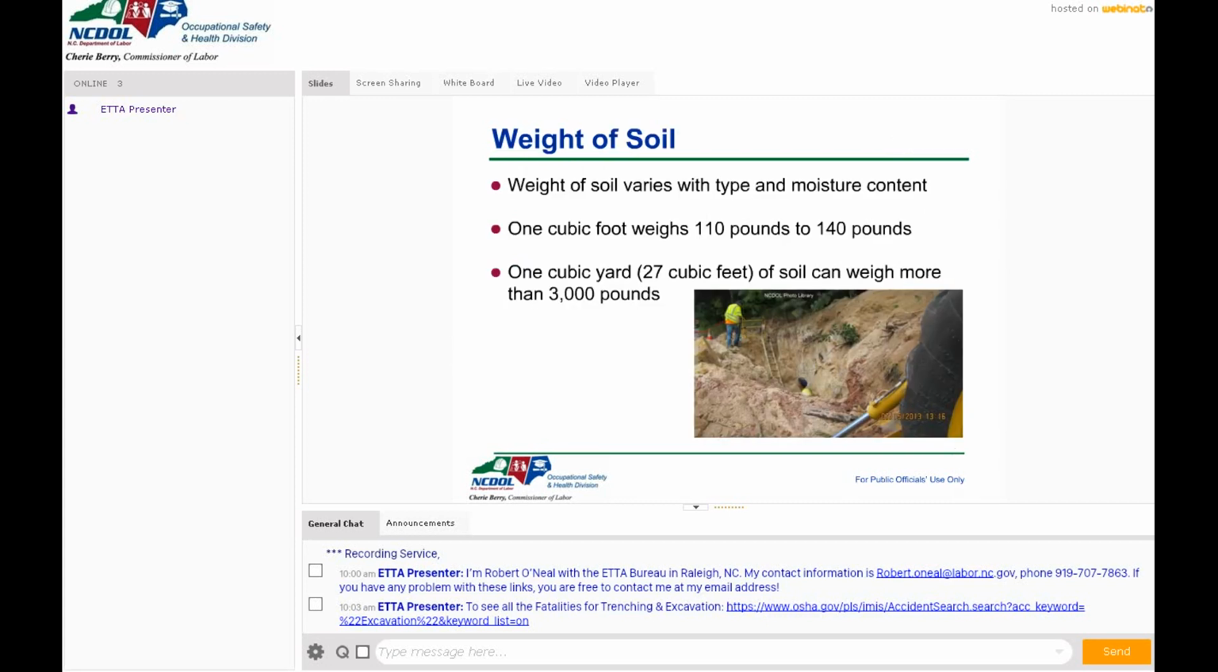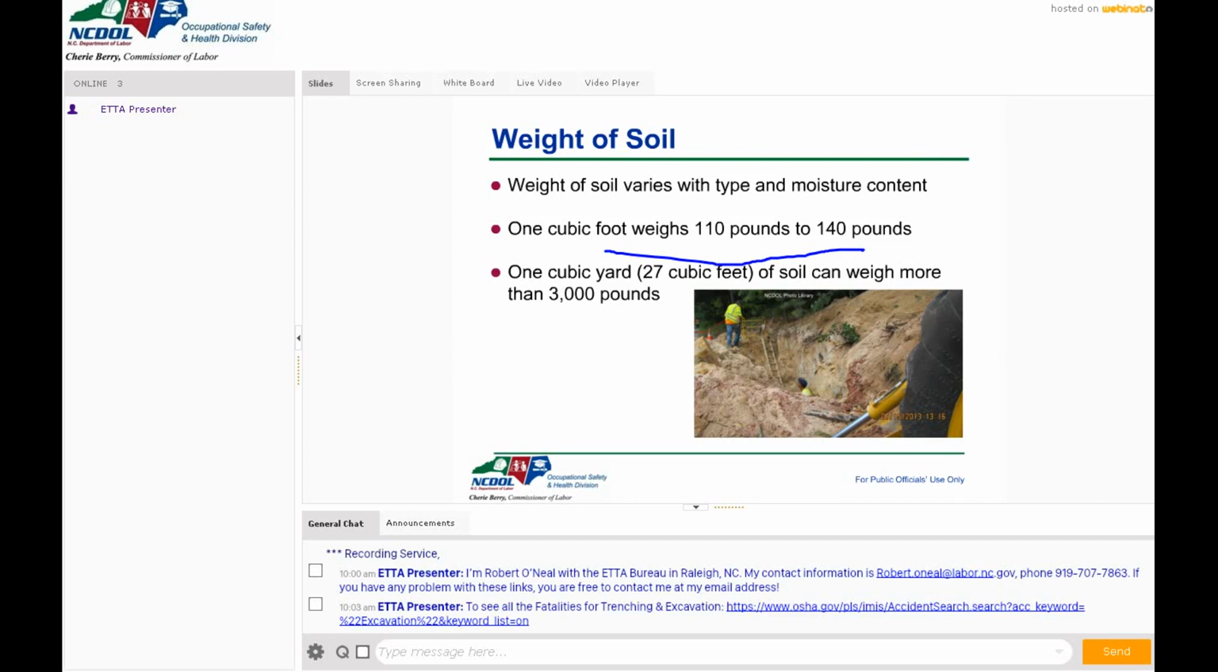And there's where you run into trouble. Now, here's a little information about the weight of the soil. One cubic foot typically weighs 110 to 140 pounds. There's a lot of difference, depending on the type of soil it is, and depending on the moisture that's soaked in there, in addition to that cubic foot.